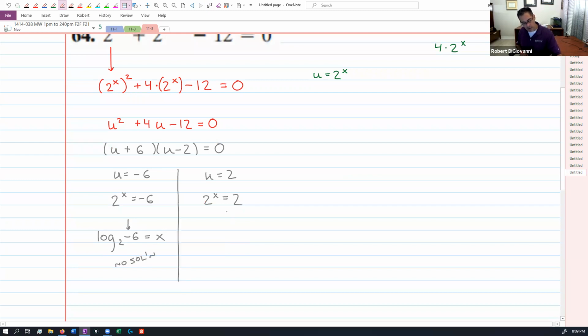But on this one, when I do my log, I'm going to say, well, wait, hold on. I don't need the log because I know what this power is. Look, it's 2 to the x must equal 2 to the 1. So the x must be 1. So you get x is 1.